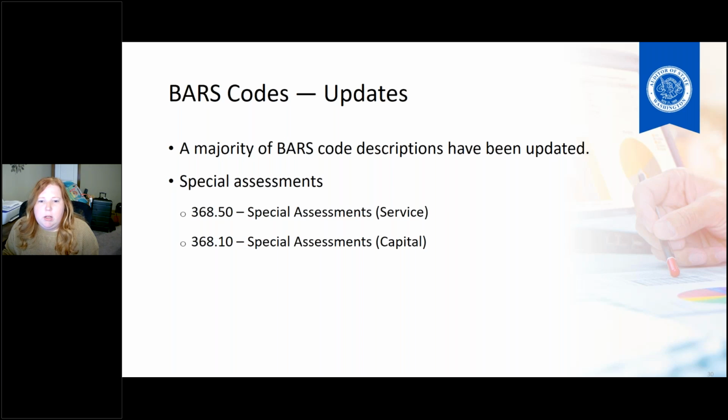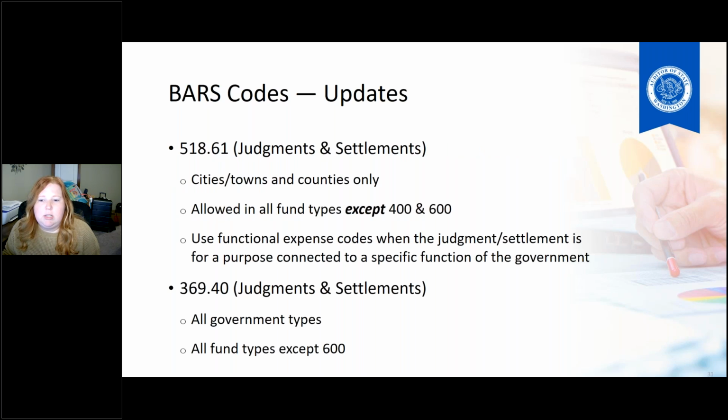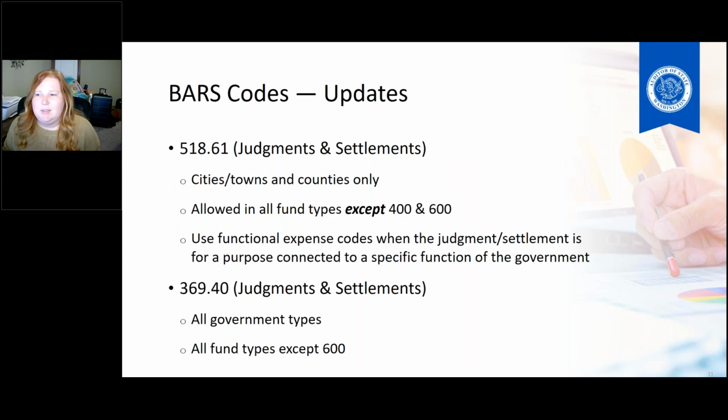And just super quick on this, we wanted to remind governments who collect special assessment revenue to ensure that you're using the correct codes. That would be 36850 for those general special assessments. And if you're collecting the special assessments for specific capital projects, then we do have a separate code, which is 36810. So that ends my little part, and now I'm going to pass it off to Christy to continue with our BARS coding updates.